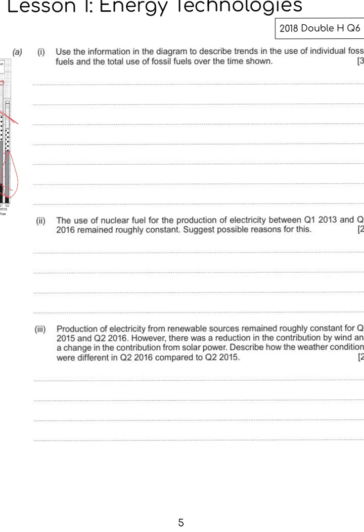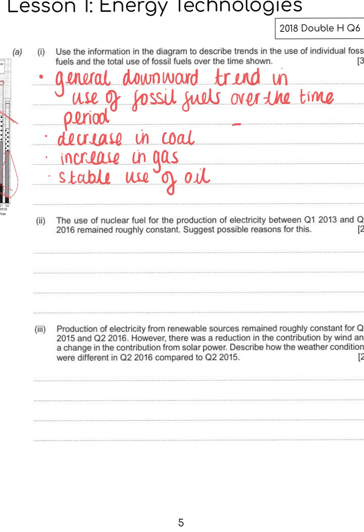So I've written in the answers there: general downward trend in use of all fossil fuels, decrease in use of coal, increase in gas, and stable in the use of oil. It will ignore any mention of nuclear. You might even lose a mark because it's asking about fossil fuels, not just non-renewable resources, specifically coal, oil, and gas. To get all 3 marks, you had to have said the first point and then 2 of any of these.